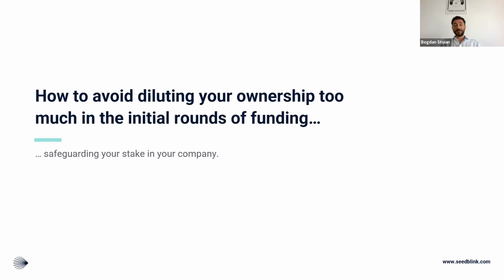So, how to avoid diluting your ownership too much in the initial rounds of funding and safeguarding your stake in your company. First of all, the advice that I usually give when I'm talking with early stage startups is to not get greedy early on, because the equity that you give away at an early stage in your life cycle as a startup is going to be the most expensive equity that you're going to give up. So if your valuation today is 1 million and you want to raise 100K, even though you don't need the full 100K, you only need like 70 in order to reach your next milestones and increase your valuation and look at the next investment round.